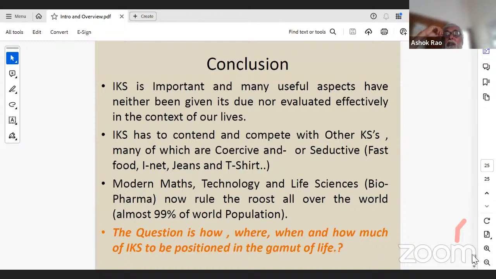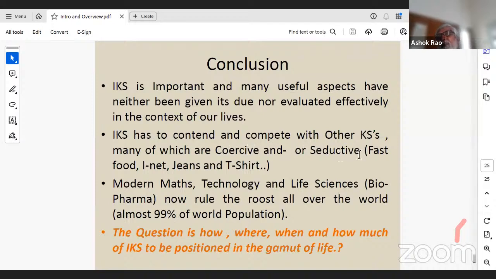So in conclusion, Indian knowledge system is important and many useful aspects have neither been given their due nor evaluated effectively in the context of our lives. We simply dismiss them. Oh, you're backward, you're not modern, things like that. Indian knowledge system has to contend and compete with other knowledge systems, many of which are coercive and seductive.